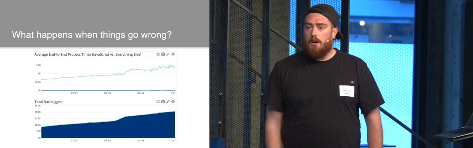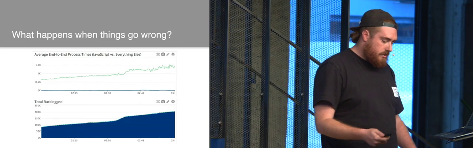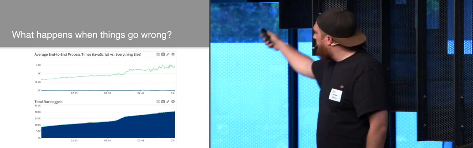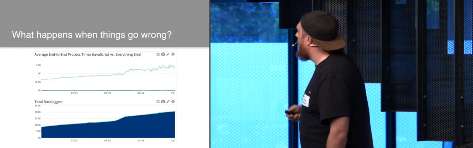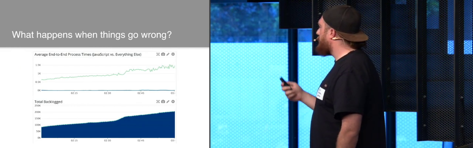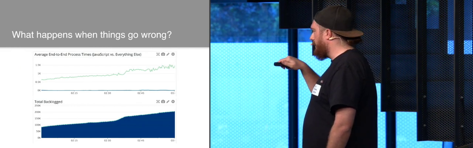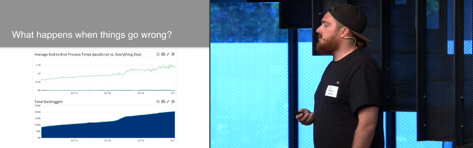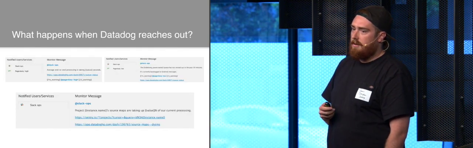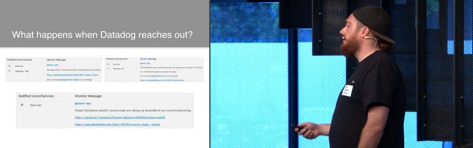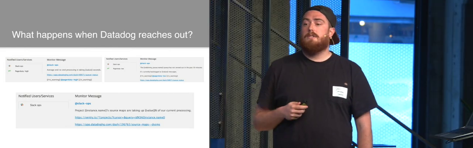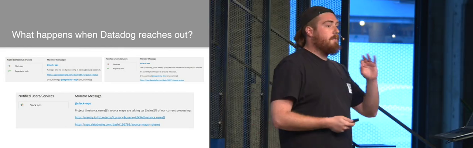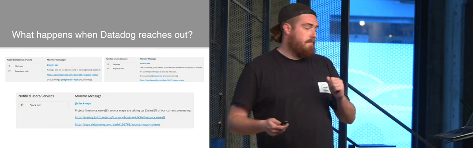So what happens when things go wrong? Let's talk about that. Nobody likes to talk about things that go right. So if I were to find this other graph, which is our average end-to-end processing, JavaScript versus everything else is totally fine. But we get a backlog in trying to process these. So what happens, right? Datadog kind of comes to us and they say, hey, I got 3 things, and this is the meat of my talk right here.